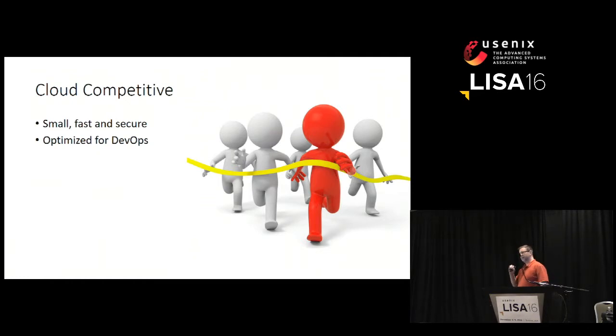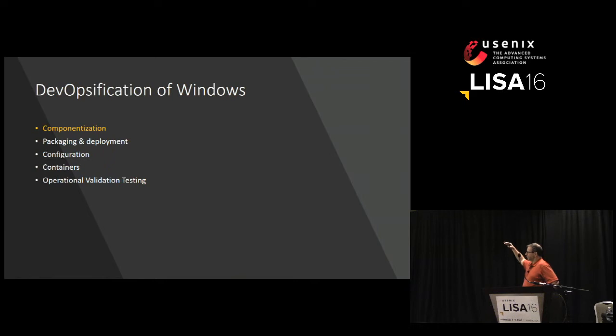Okay, so now for the cloud, we're going to do the same thing. We're going to do a fantastic job at the cloud. How are we going to do it? Hard work and code. We're going to do code. Okay, so what does it mean to be cloud competitive? Hey, in the cloud, it's all about COGS, it's all about agility, etc. So we need to be fast, we need to be small, we need to be secure, and we've got to optimize ourselves for these DevOps workflows. So there's actually more to it than this, but in the time frame I have today, I'm going to highlight the key components: componentization, package deployment, configuration, containers, and something we call operational validation testing.